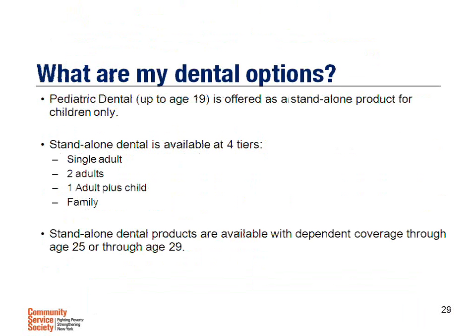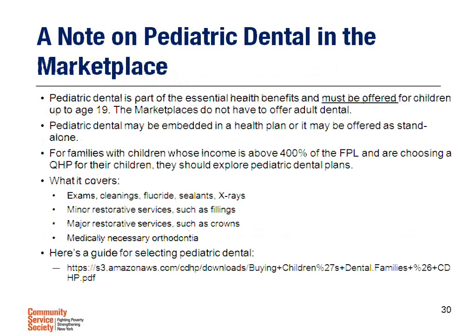What about dental options? The big thing that the state mentioned is that pediatric dental is offered as a standalone product for children only, and there are going to be different dental options for single adults, 2 adults, 1 adult plus child, and then family. And standalone dental plans will be available for dependent coverage through age 25, which is really age 26, and age 29. So that's just some highlights. I do want to emphasize pediatric dental, and this was a big surprise even for us here at CSS.